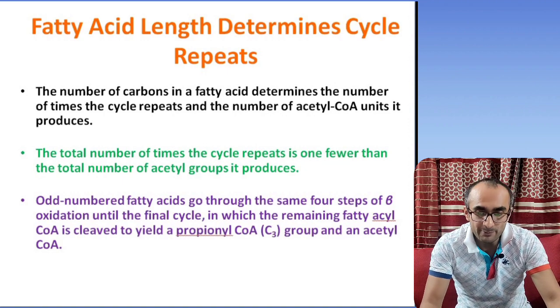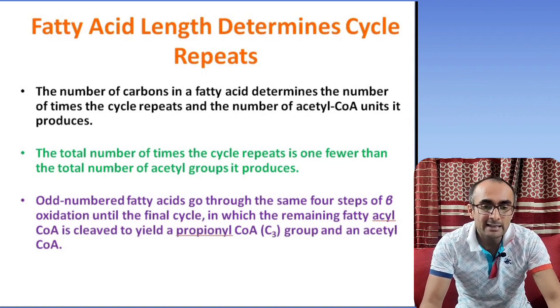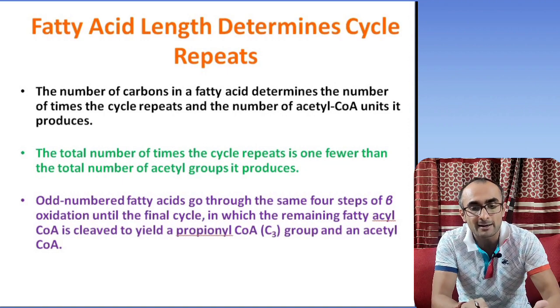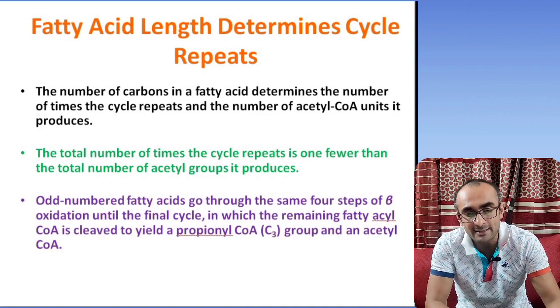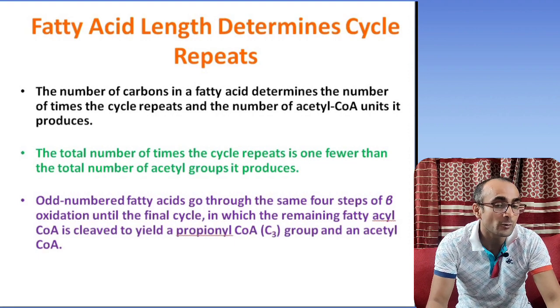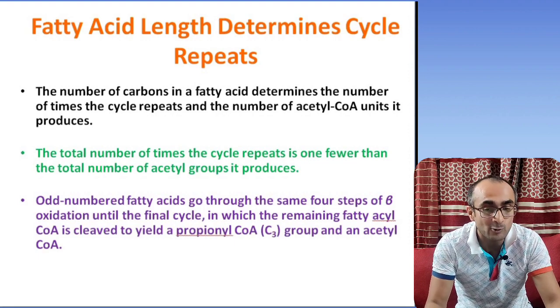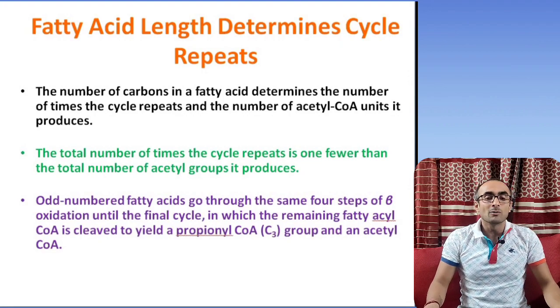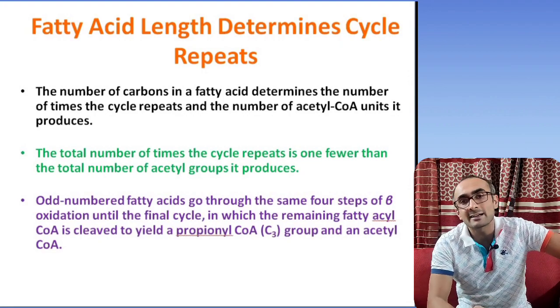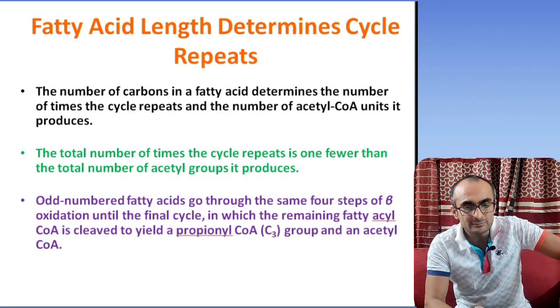So the number of cycles depends on how big the fatty acid is, how many carbon atoms it has. If you have 16 carbons in a fatty acid, it can give rise to 8 acetyl coenzyme A, and because there are 16 carbons, it will go through 7 cycles of beta oxidation.